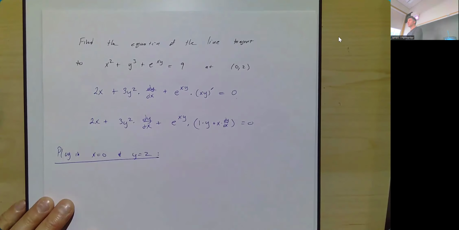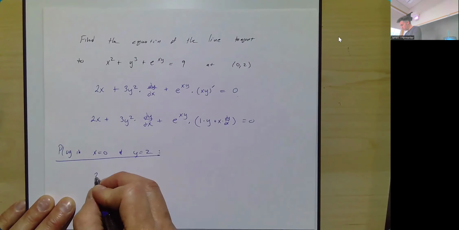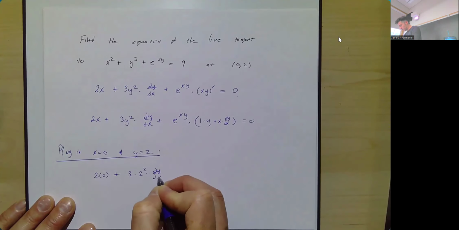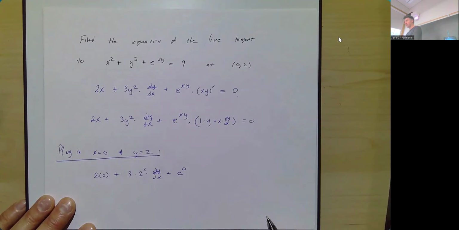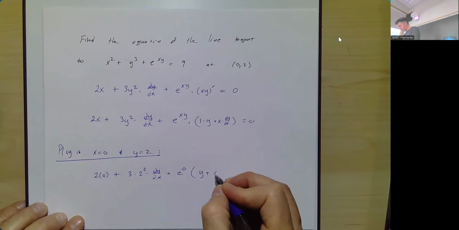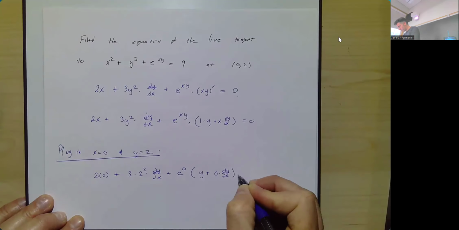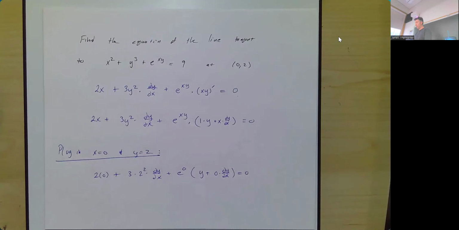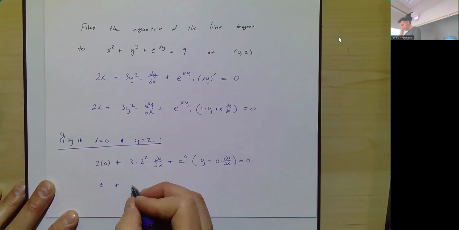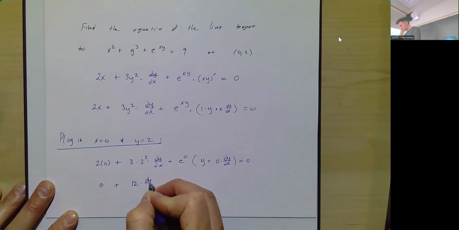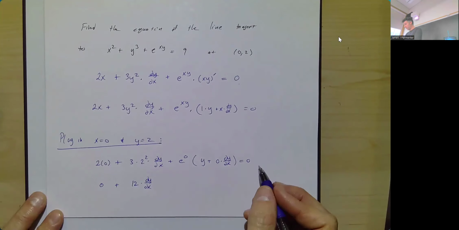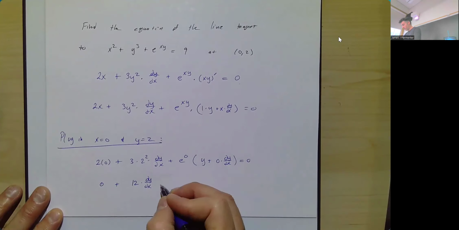So lots of things get to go away. Maybe not lots, but some. You get 2 times 0 plus 3 times 2 squared times dy dx plus e to the 0, which is going to be 1, times y plus x, which is 0, times dy dx. Okay, I probably wouldn't have written all that. What I probably would have written was 2 times 0 is 0. 3 times 2 squared is 12 times dy dx. E to the 0 was 1, I wouldn't have written it because 1 times whatever is whatever. And y plus 0 is just y.